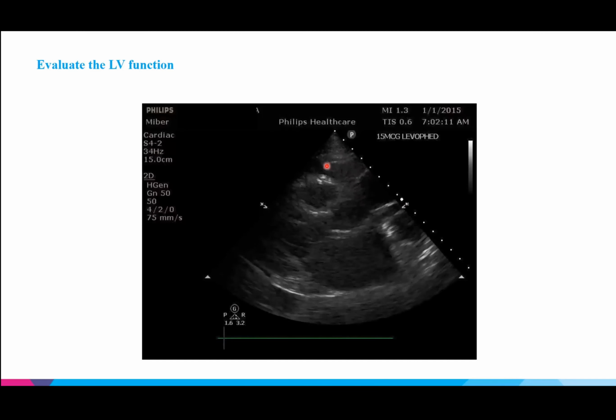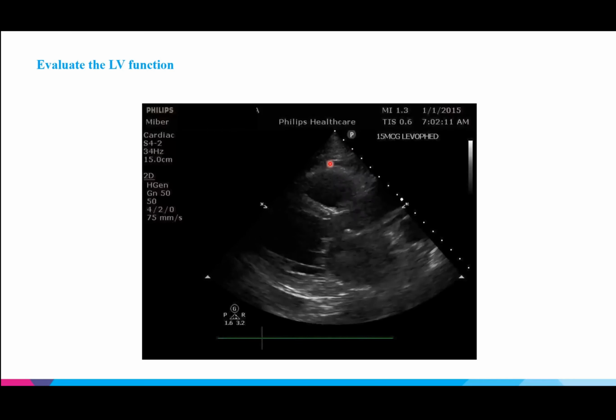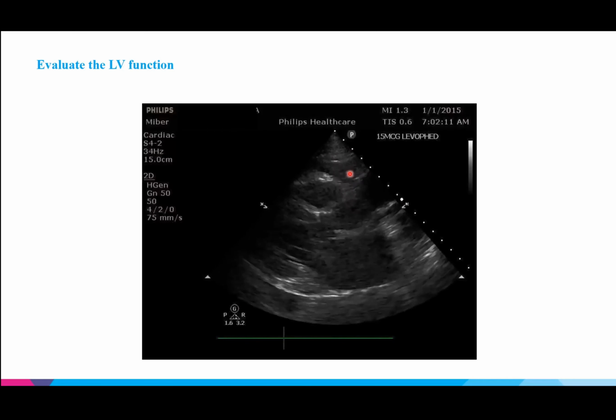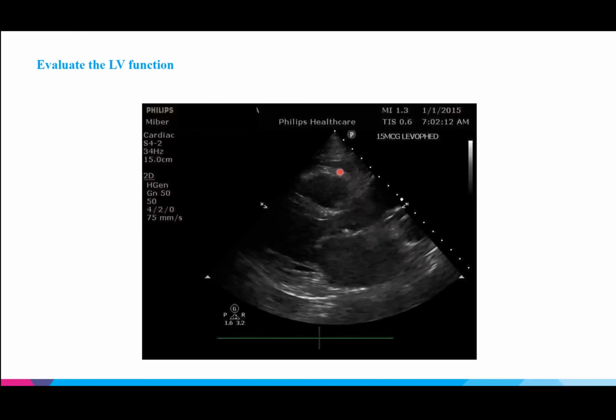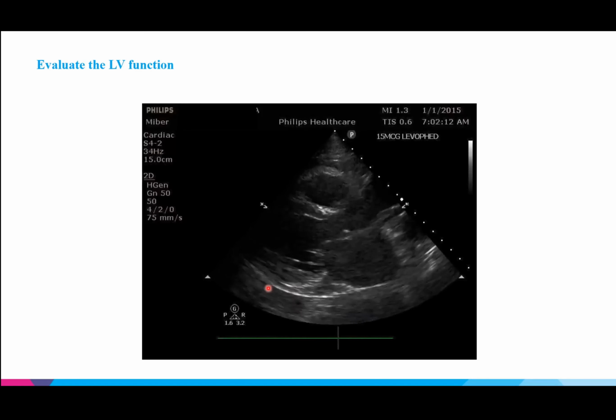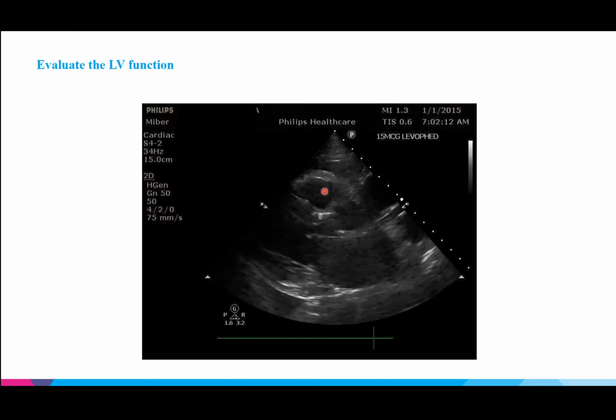This, by the way, I think could be mistaken for fluid. My guess would be that this is probably pericardial fat. It doesn't look completely anechoic like black blood here. So I probably wouldn't call this a pericardial effusion. I would have wanted to see it maybe more around the descending aorta, which we don't see.